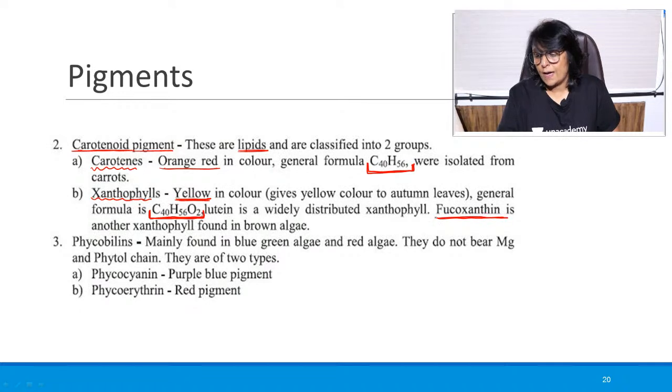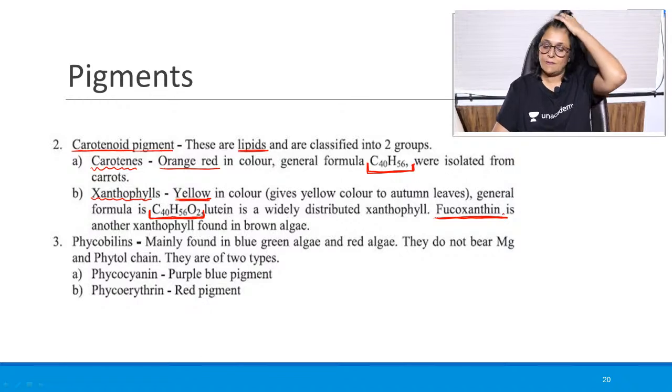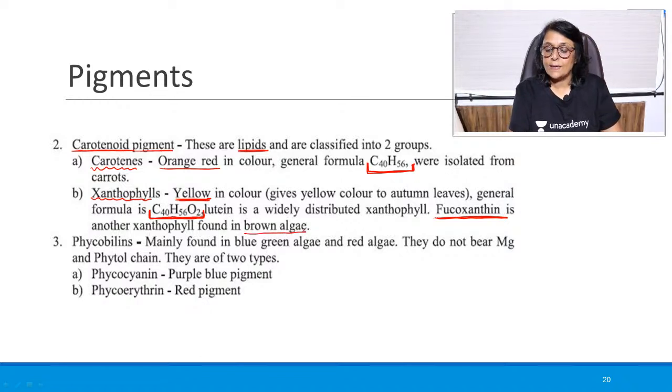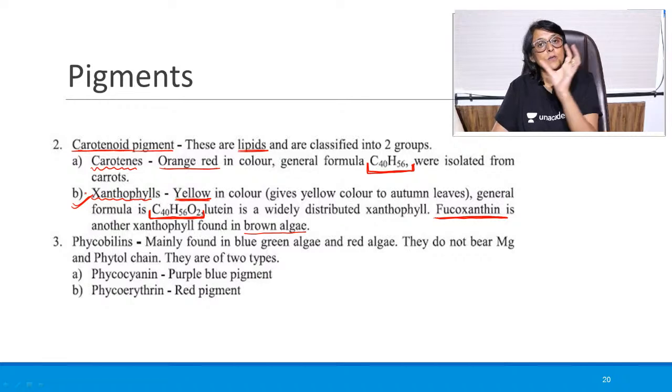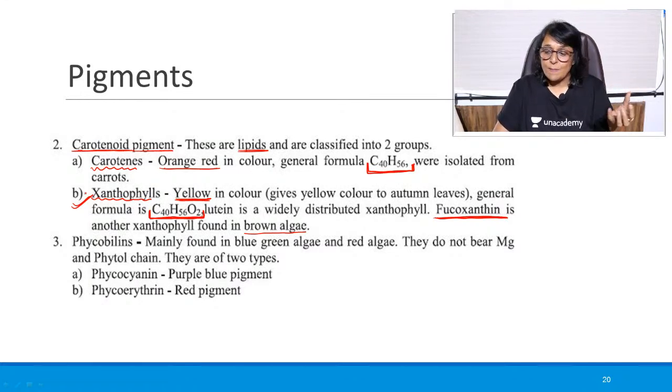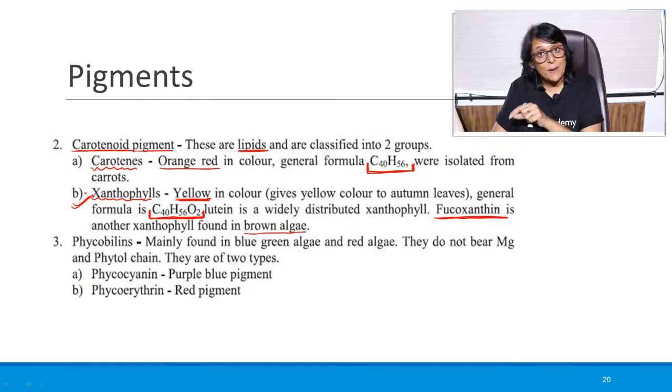Fucoxanthin, if you have completed your class 11th, then I'm sure you've heard of fucoxanthin. When we talk of brown algae, red algae, green algae, in brown algae there is a pigment called fucoxanthin. So fucoxanthin is that yellowish brown pigment which is actually in this group of xanthophylls. So carotenoids is a group, carotenes are pigments. So there is a group name, there is a pigment name. Similarly, xanthophylls is a group name, and fucoxanthin is actually one of the xanthophylls.